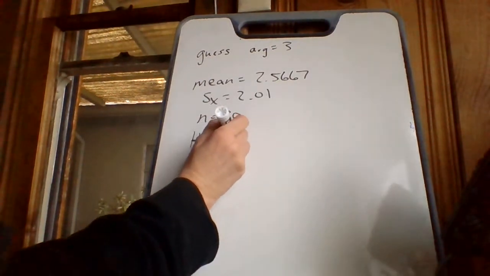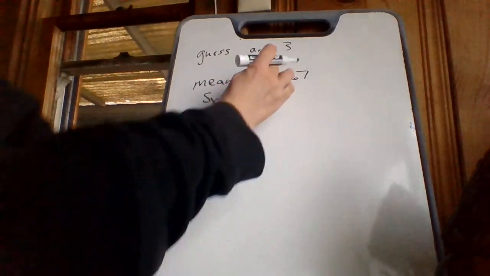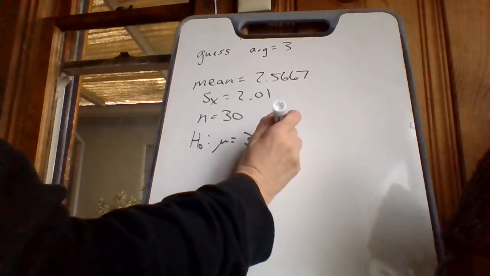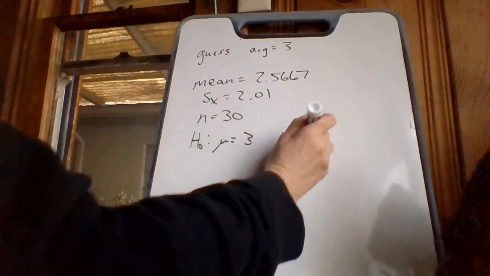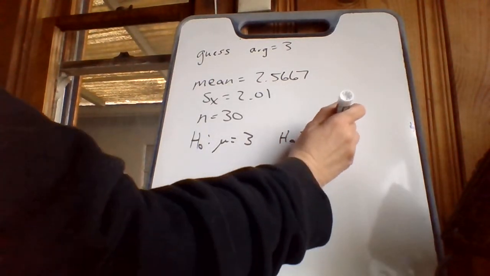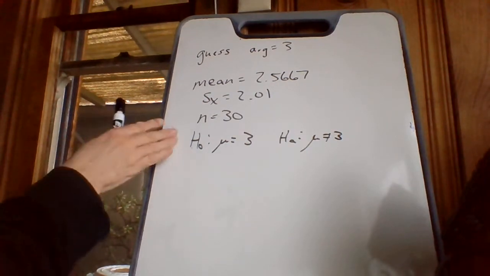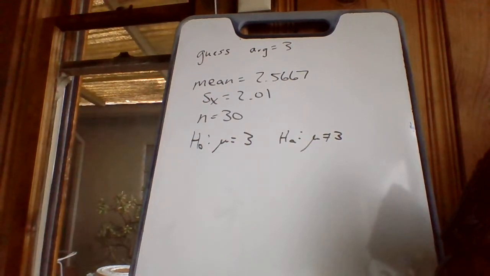H0, the mean is equal to 3. Okay, remember that's the other person's guess, not the stuff I did with statistics. And HA, mean not equal to 3. So I'm testing my guess. My guess goes right here in the hypotheses because that's what's getting tested.